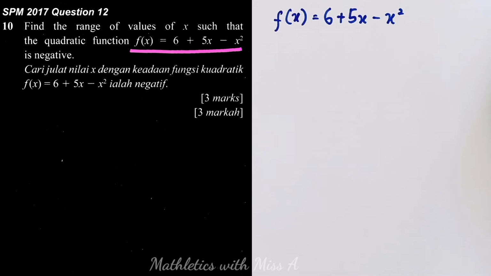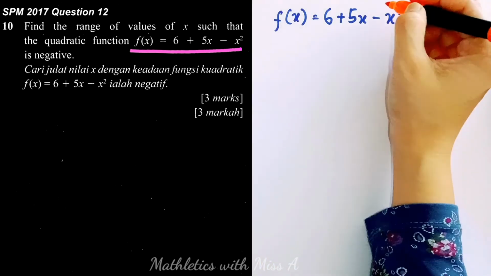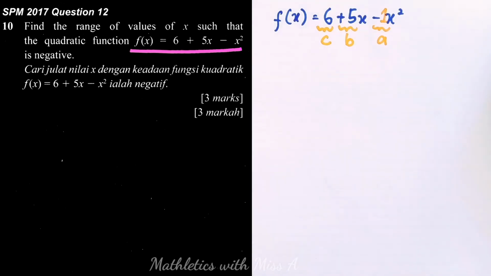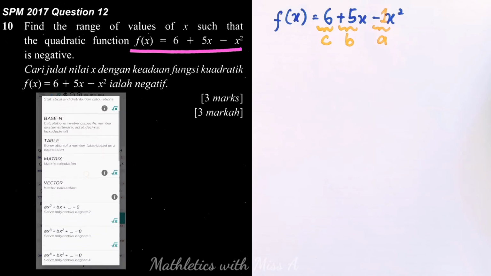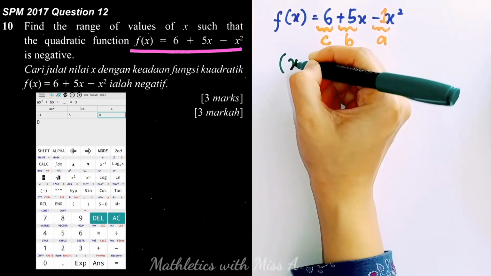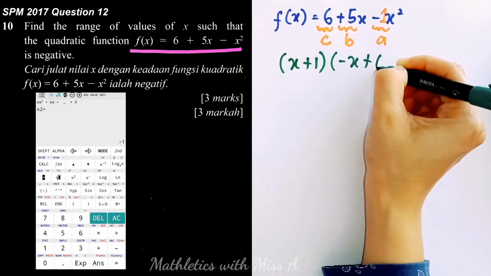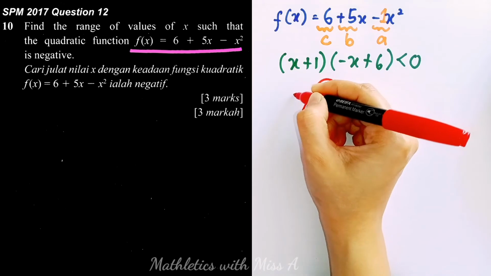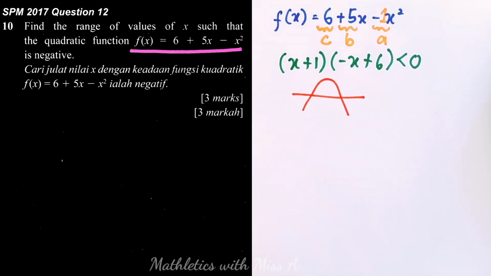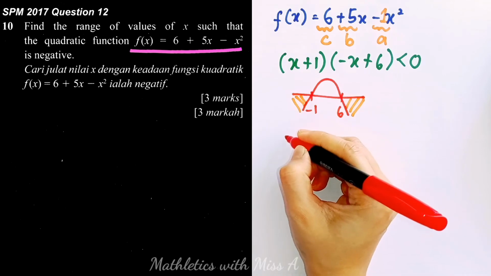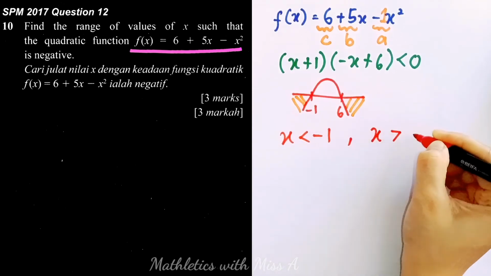Find the range of values of x such that the quadratic function f(x) equals to 6 plus 5x minus x to the power of 2 is negative. Then, by using calculator, find the value of x. So, in bracket x plus 1 times negative x plus 6 less than 0. Because a is negative value, so it shows sad face graph. So x less than negative 1 or x greater than 6.